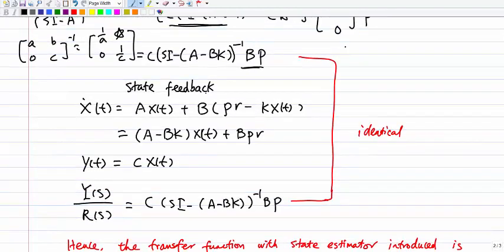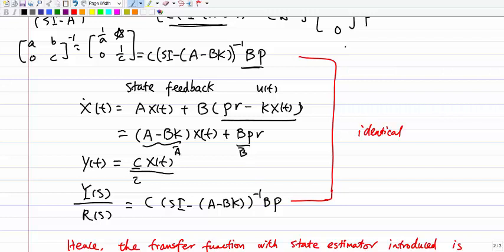For the standard state feedback control system, given by x dot t equals A x t plus B P r minus K x t, where this is the u t, the standard state feedback control law. If we know the state, we can write this as A minus BK x t plus BP r, and y t is C x t. If we compute the transfer function Y s over R s, it is C SI minus A minus BK inverse BP. Here this is A bar, this is my B bar, this is C bar, and C bar is the same. SI minus A bar is my A minus BK, and B bar is BP.